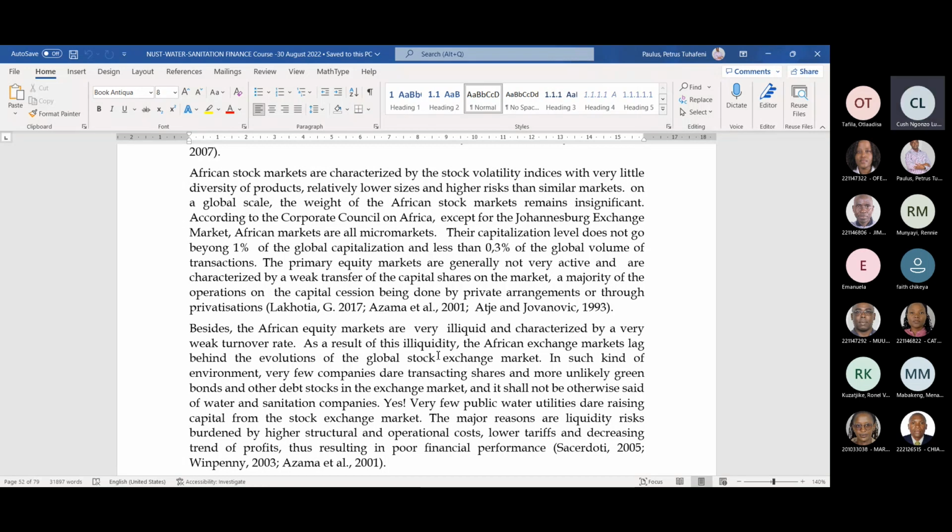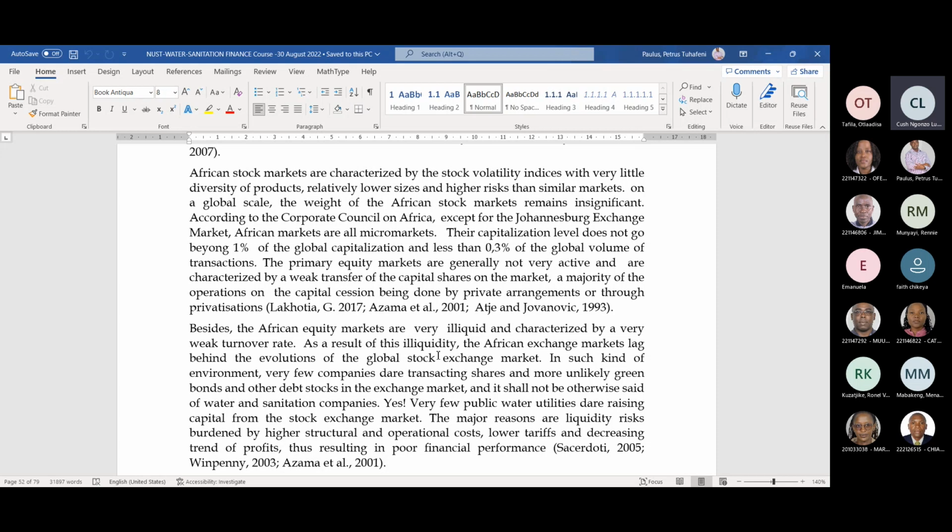So what's happening is that most Africans won't go to trade their assets in the stock exchange markets in Africa. They would likely go elsewhere, except for the Johannesburg stock exchange market. All the others are just micro markets, and the capitalization is very small. They don't go beyond 1% of the global capitalization.